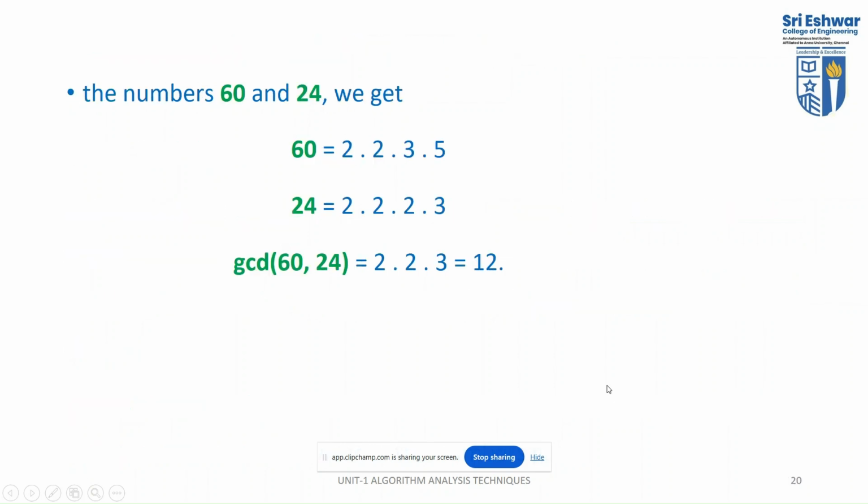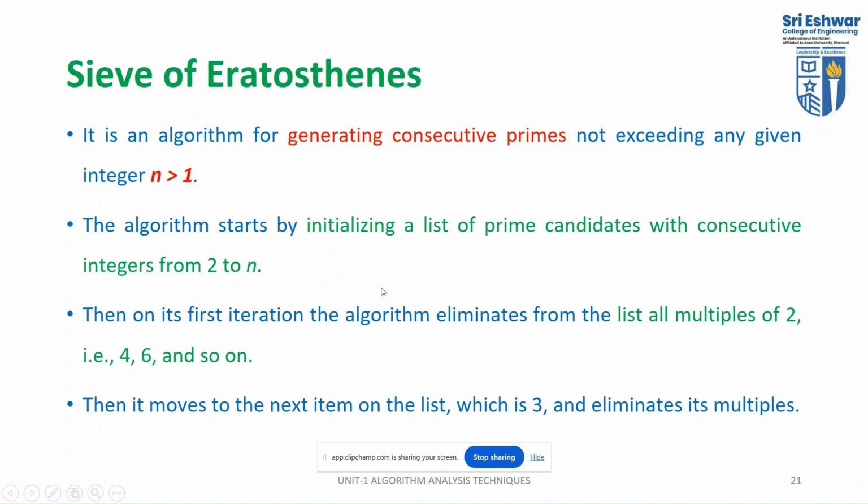So here we have the numbers 60 and 24. We have computed the prime factors of 60 and 24, and we have found the common prime factors. Here we can see that the common prime factors are 2, 2 and 3. When we multiply these, we get the value 12, and that will be returned as the GCD of these two integers 60, 24.